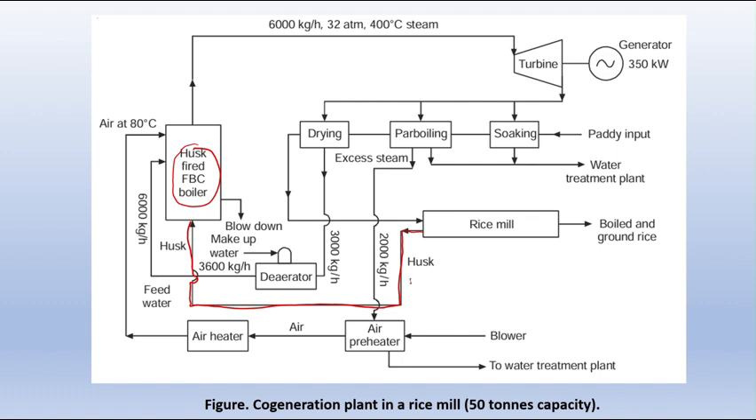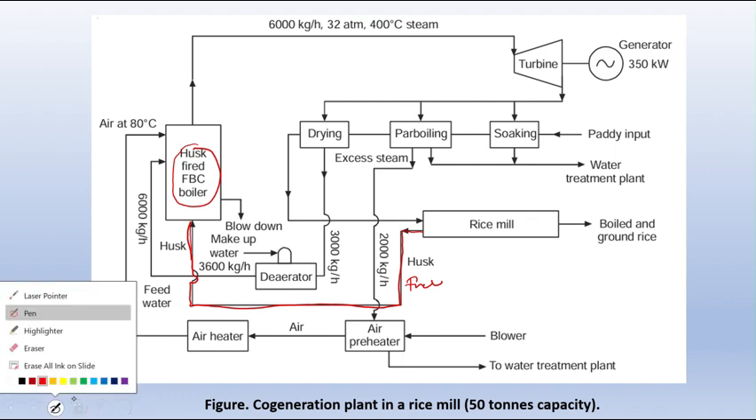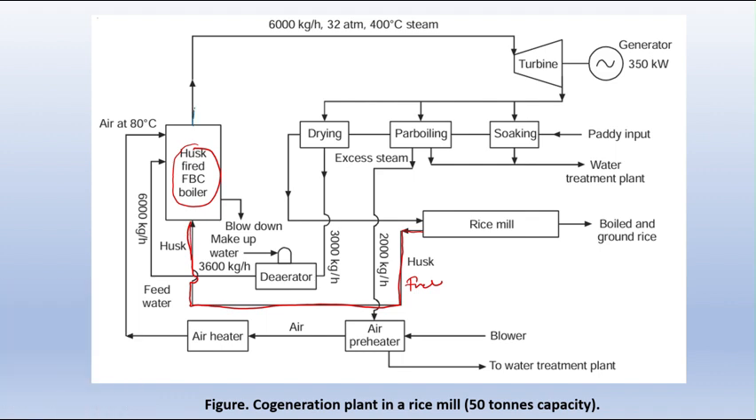This is the fuel line. That is our rice husk. If husk is given as a fuel, then it produces electricity. It produces steam, and that steam moves to the turbine.